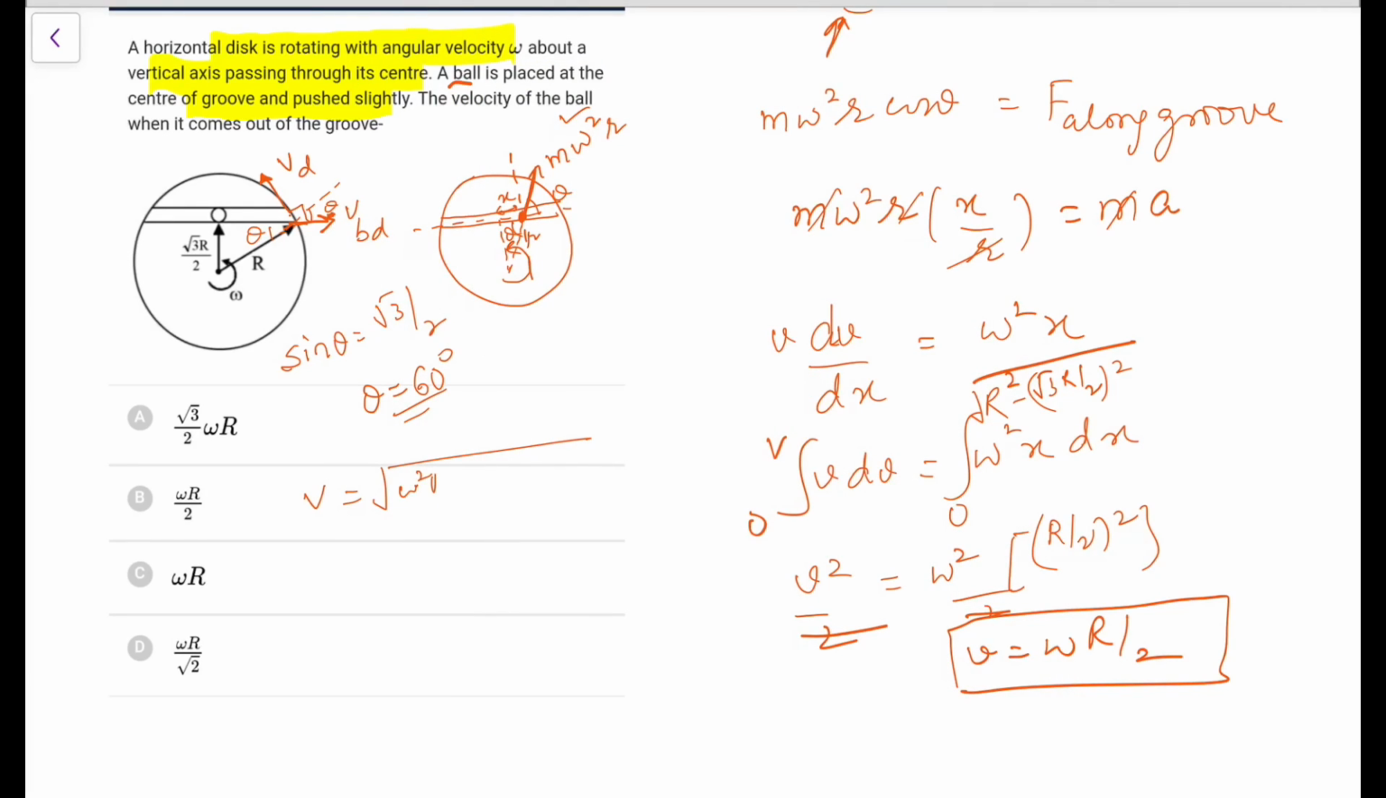It would be omega square r square plus omega square by 4 plus 2 omega r by 2 into cos of what I have, 150. Cos of 150 is minus root 3 by 2, I can write. So now what I will have, take omega r as common from all, it would be 1 plus 1 by 4 minus root 3 by 2. So no option as per me is coming out to be correct.